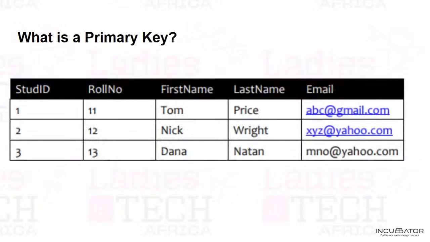Okay, so I've explained primary key. Let me ask now, if you look at this table very well, which one is the primary key here? Look at the table that I'm showing here, look at the table very well.